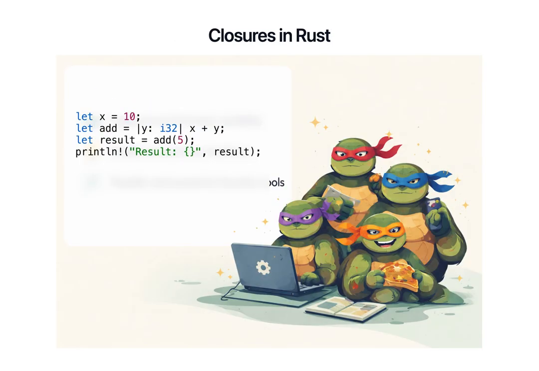Closures in Rust are anonymous functions that can capture variables from their environment. They offer flexibility and power, allowing for concise and expressive function definitions.